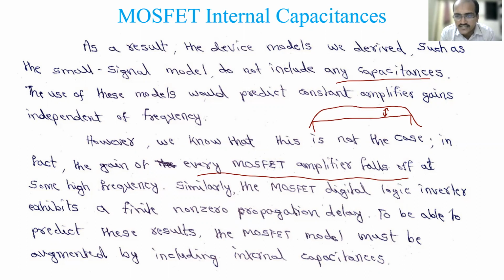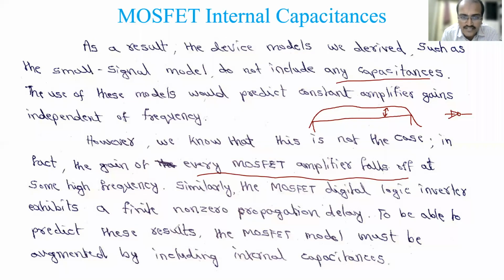Similarly, the MOSFET digital logic inverter. You know the inverter, the NOT gate, which is constructed from MOSFETs themselves, one NMOS and one PMOS. This is the symbol you have seen for the inverter. There exists a finite, non-zero propagation delay. Non-zero propagation means there is some propagation delay value for the transition from 0 to 1. All these things we have not considered; we have assumed it happens immediately.